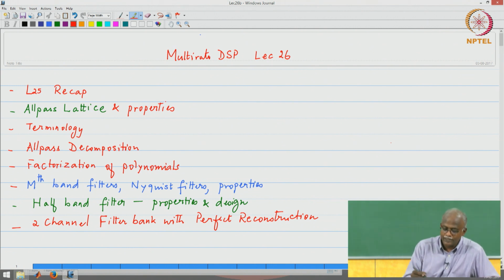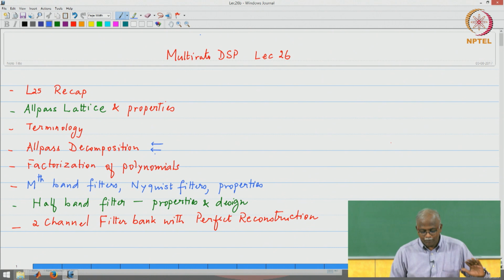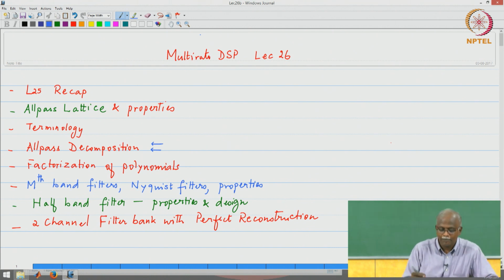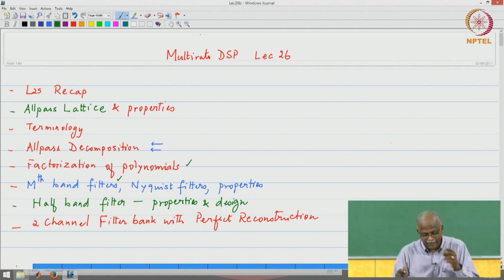The focus of this lecture is twofold. One is to bring us to the context of the all-pass decomposition. So this is going to be a key part of today's lecture. In the process, we are going to pick up some useful tools by way of the factorization of polynomials, the property of M-band filters, which is also satisfied by Nyquist filters. So again, revisit something with Nyquist, something with M-band.